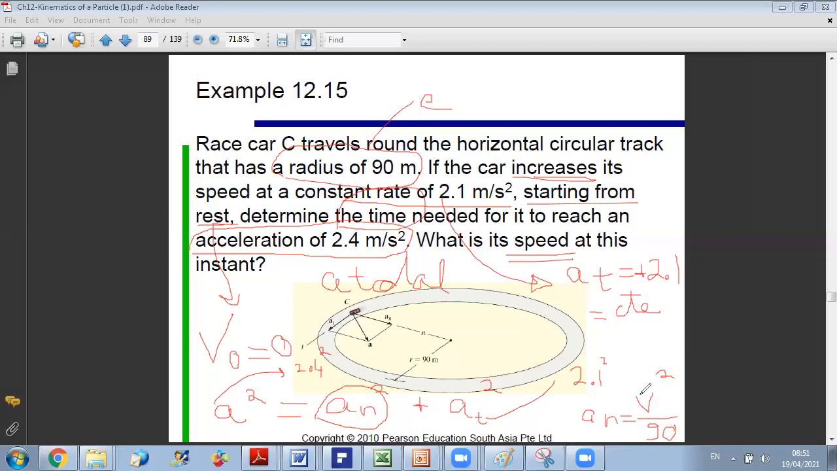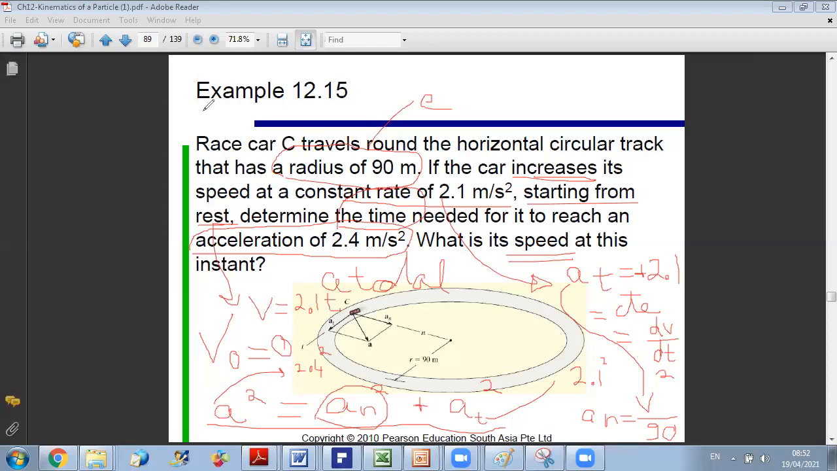To do this, I should write the relation between v and at. I know that at is dv by dt. And since it's a constant, then I can apply the rule of constant acceleration. So I can replace the velocity v simply by 2.1t plus v0, since at is constant. And because it's starting from rest, v0 is 0, then I can simply write that the velocity v is the constant tangential acceleration 2.1 times t. So if you replace v as a function of time in an, then you will get in this equation one variable, which is time. So if you replace an by its function of time, you can get the time t to reach the total acceleration of 2.4. And once you find t, you just replace into v equals 2.1t to get the speed.